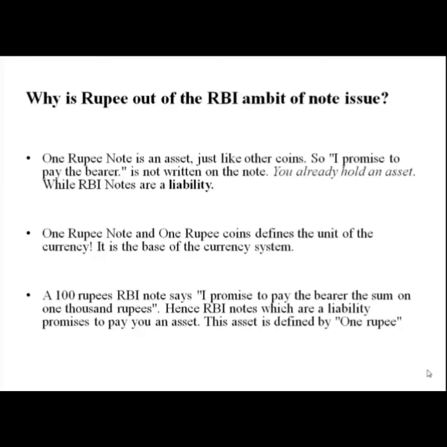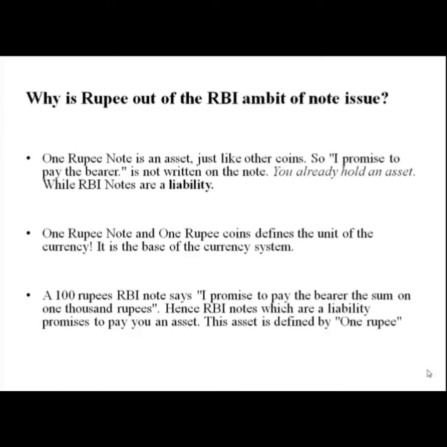Now we try to find the answer to our previous question, and that is why RBI is not allowed to issue 1 rupee coins or currency notes. Such currency notes and coins are issued by the Ministry of Finance in India. But why can't RBI issue them? The answer is that the 1 rupee note or the coin defines the basic unit of the currency. So it is the base of the currency system. Moreover, unlike other currency notes, no promise is mentioned on the 1 rupee currency note. So that makes the 1 rupee currency note an asset, just like other coins, and not a liability.